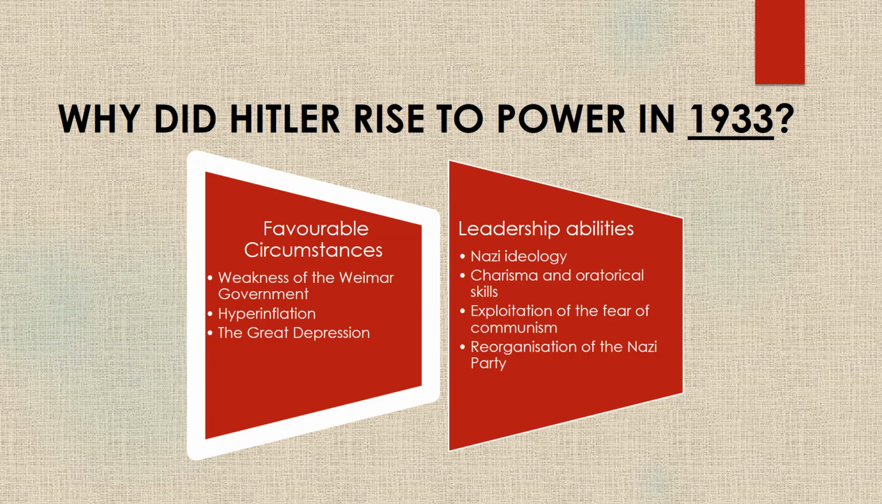With that, we have come to the end of the 3 sub-reasons behind favorable circumstances. I hope you have a brief understanding of the problems that the Weimar government was plagued with, as well as the economic crisis that was going on.